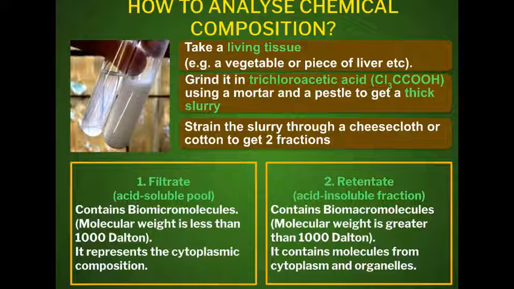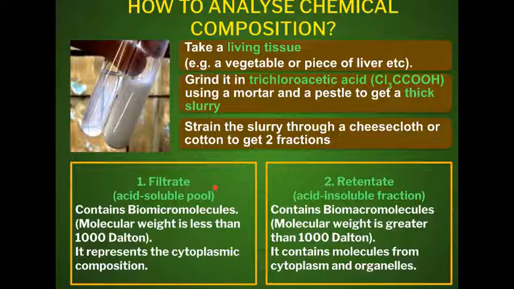Now the question is, how do we analyze this chemical composition? To analyze this chemical composition, you take a living tissue. It might be a vegetable or a piece of liver or some other organ, and you grind it using an acid. Generally, we use trichloroacetic acid. Then, after you get a slurry, you strain the slurry through a cloth. It can be a cheesecloth or a cotton cloth, and we get two fractions. These two fractions are the filtrate and the retentate.